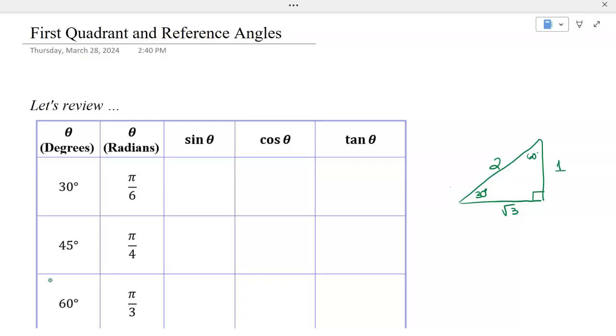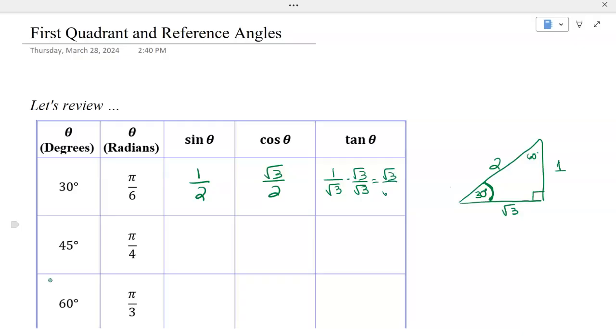And so then, if we're trying to find the sine of our 30-degree angle, it's just going to be 1/2. Our cosine is going to be the square root of 3 over 2. And then lastly, if we're looking at our tangent, it's going to be 1 over the square root of 3, which we will need to rationalize.